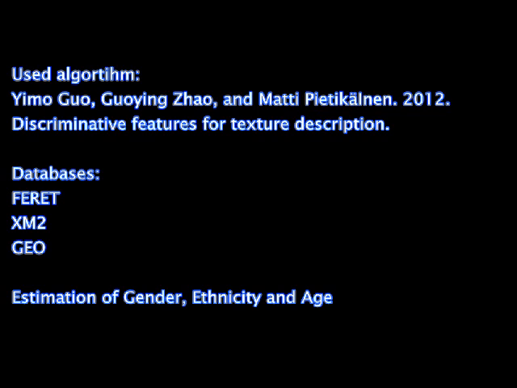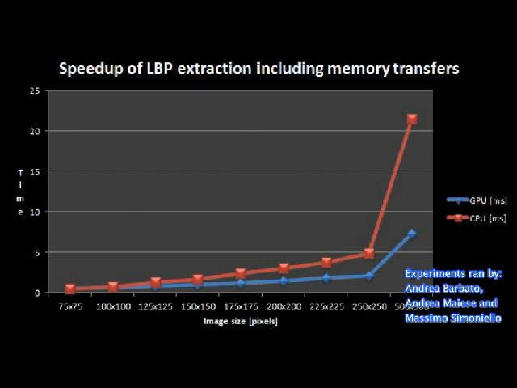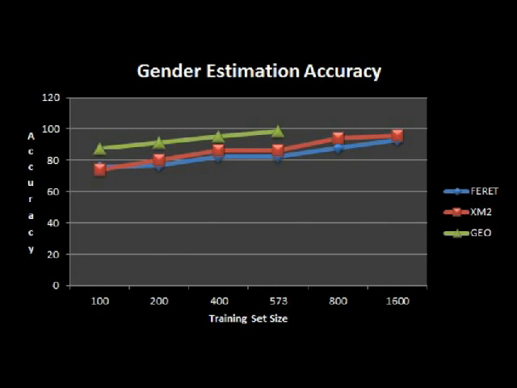For estimation we use a more complex technique than just simple LBP called discriminative features. This has been tested on 3 public face databases and the estimated attributes were gender, ethnicity and age. The parallelization of feature extraction on CUDA gives more than 20 times speedup if you don't consider the memory transfer and 3 times speedup if you do. The OpenCV library also runs on CUDA.